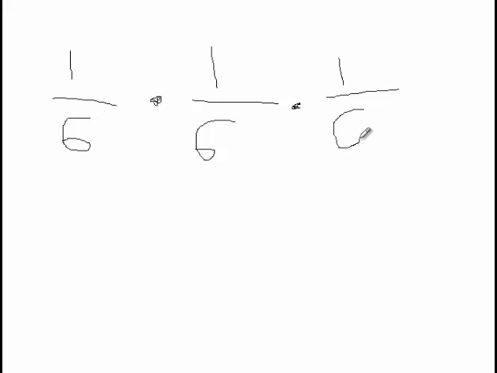Well, let's see. The first die, what are the odds of getting a 1? 1 out of 6. The second die, what are the odds of getting a 1? 1 out of 6 again. The third die, what are the odds of getting another 1? 1 out of 6 again. So you have to multiply each chance by each other. When you multiply 1 out of 6 times 1 out of 6 times 1 out of 6, the numerator is 1 times 1 times 1, which is 1. You multiply the denominators, which is 6 times 6 times 6, which is 216. So the odds of getting 3 ones in a row when you roll a die 3 times are only 1 out of 216.